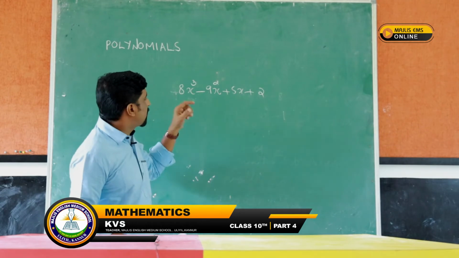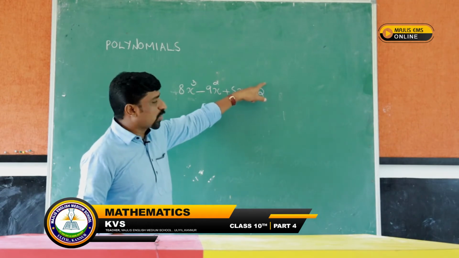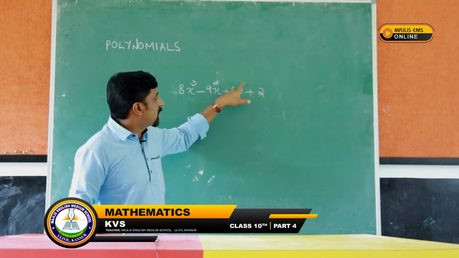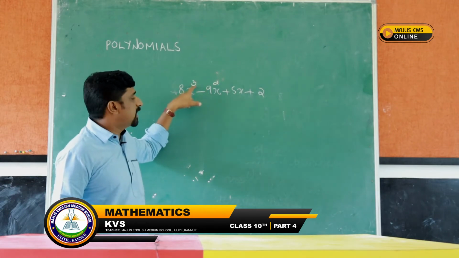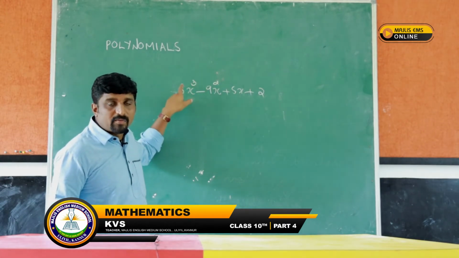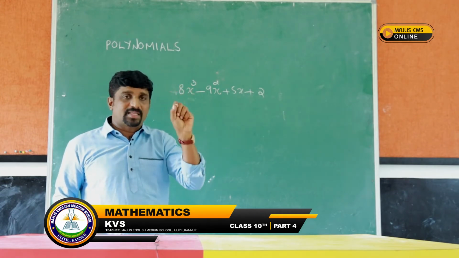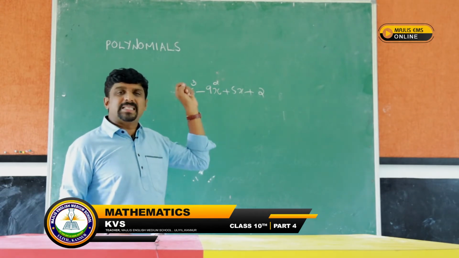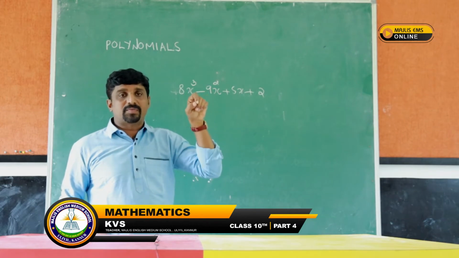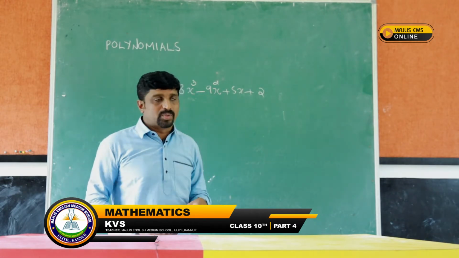Okay, when we compare the degrees, here degree 0, no variable is there. Here degree 1, here degree 2, here degree 3. When we compare the degrees, the highest one is 3. Therefore, that 3 is considered the degree of this polynomial. Degree of this polynomial is 3.